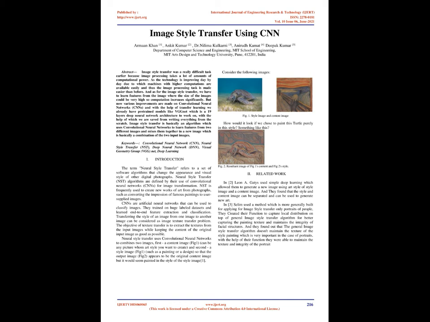Keywords: convolutional neural network, CNN, neural style transfer, NST, deep neural network, DNN, Visual Geometry Group, VGGNet, deep learning.